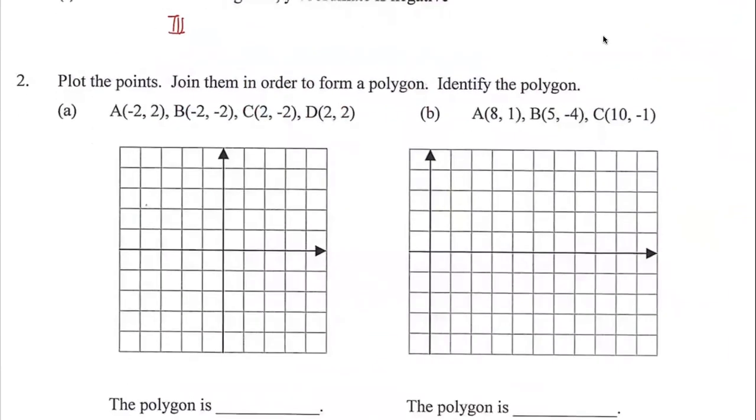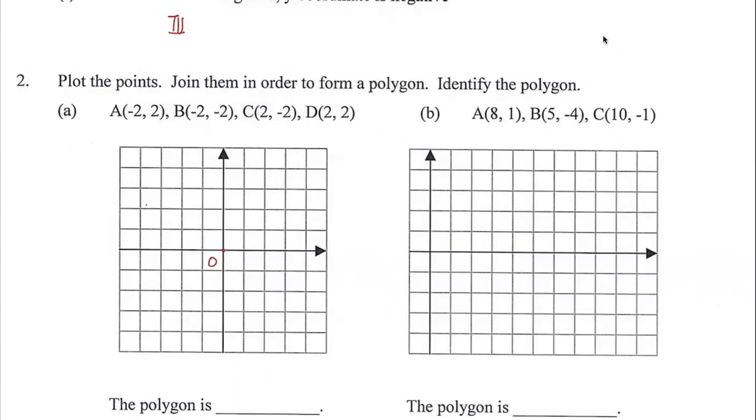Question number 2. Plot the points, join them in order to form a polygon. Identify the polygon. This shouldn't be too difficult, right? But let me quickly walk through the steps. We should always start from the origin, 0, 0. If the x coordinate is positive, we go right. If the x coordinate is negative, we go left. If the y coordinate is positive, we go up. If the y coordinate is negative, we go down.